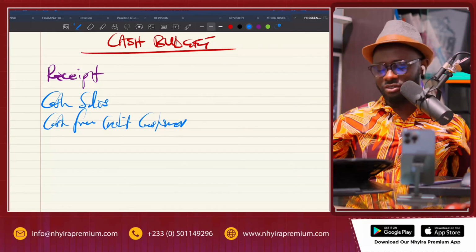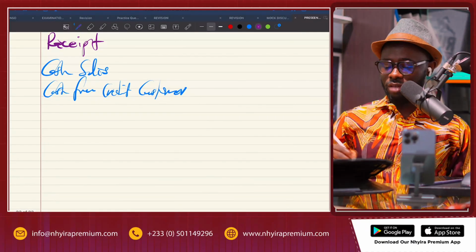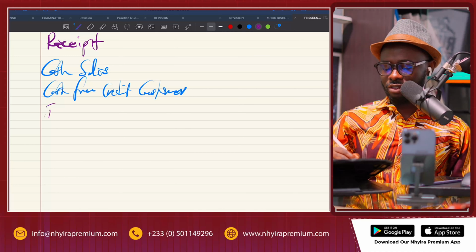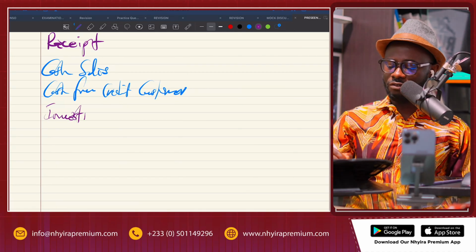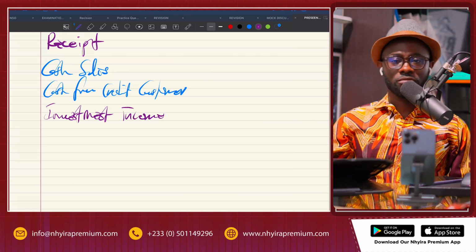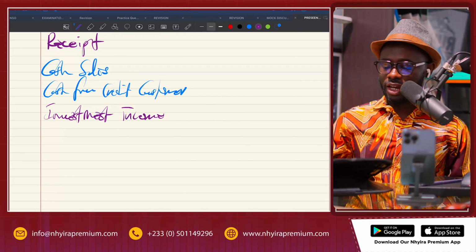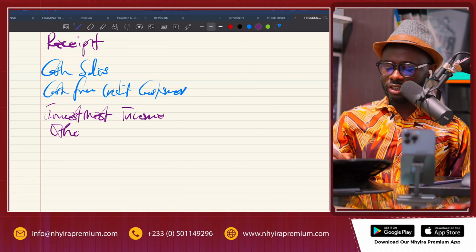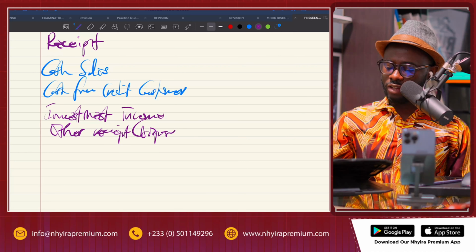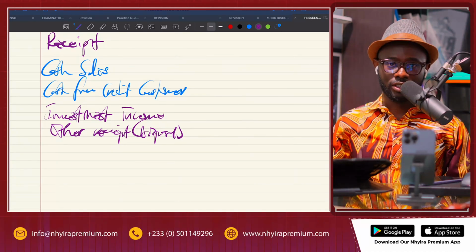That's cash budget for you. Then maybe other receipts, because we are told they have some investment income, which has suffered some haircuts though, but whatever, some investment income could come in, all right? And then any other receipts, maybe they will sell some assets during the year, okay? Disposal of assets. All these will be under receipts.